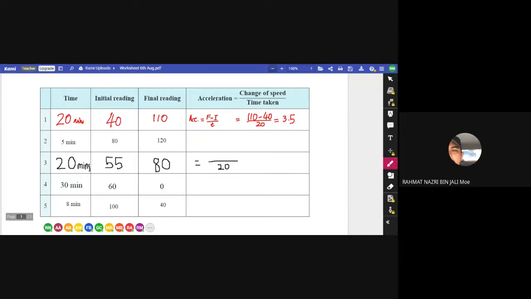Okay, the second one is 5 minutes, correct? Let me check first. 80, 120. And then acceleration is a change of speed. So final minus initial. So we have here 120 minus 80, and then divided by 5. So we can get the answer 40 divided by 5. We have 8. So 8 here.